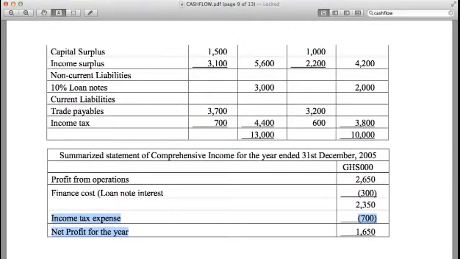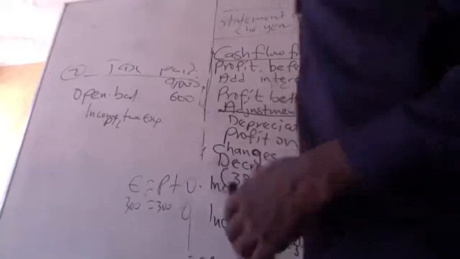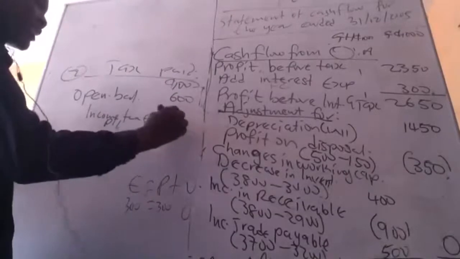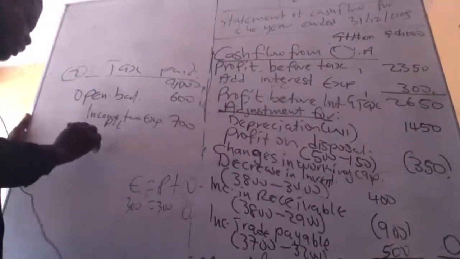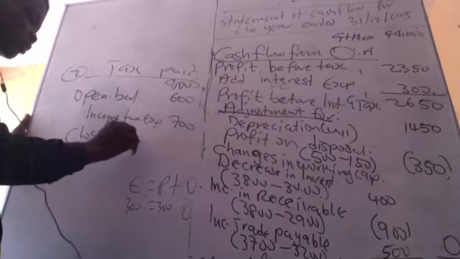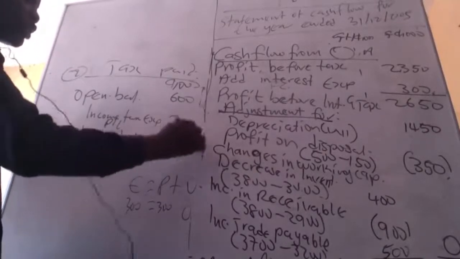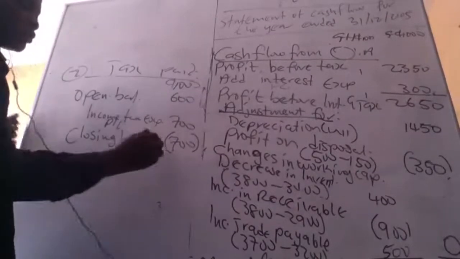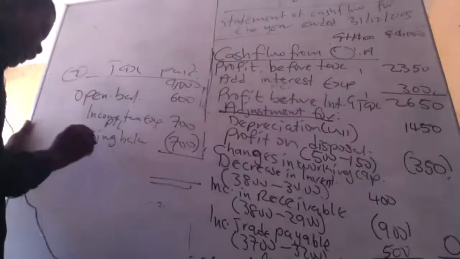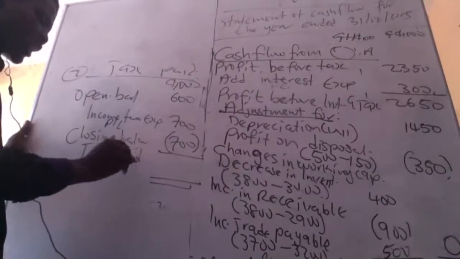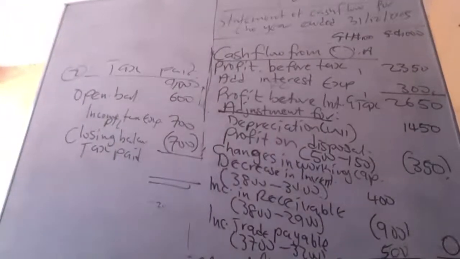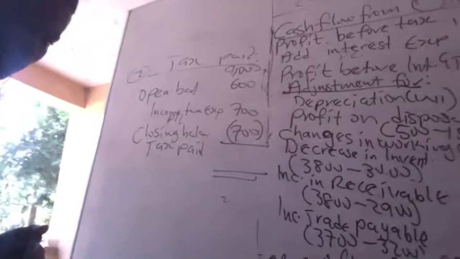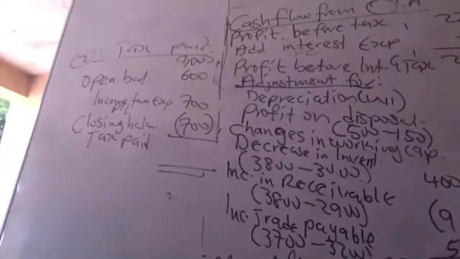Good. So now let's go and put it up. Then you are fine. So here is 700. Then closing balance, it's also 700. You less it. That's all. Just less the closing balance. Then this is the tax paid. So anywhere you're looking for tax paid, the format is straightforward. So this is the format. I want you to get the format clear.